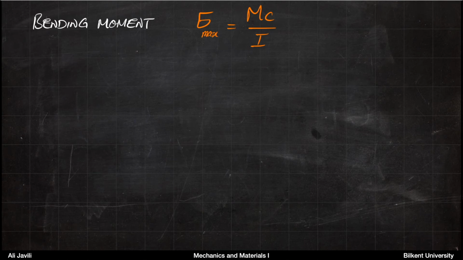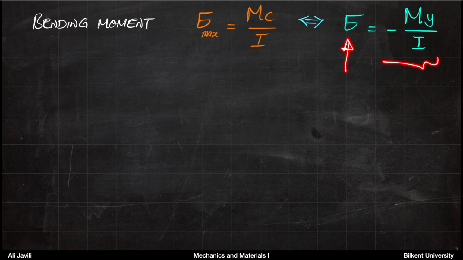So in summary, the relationship between the bending moment m and the stress inside the beam is derived as you see here. Once you have the maximum stress, you can clearly also calculate the stress distribution itself following the relation that we had before.